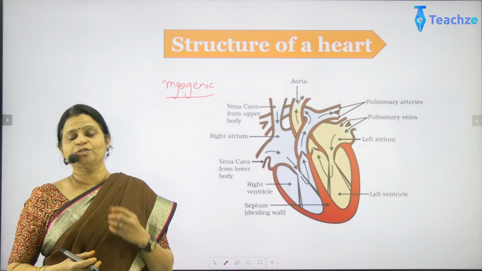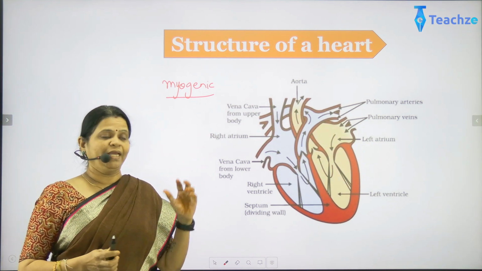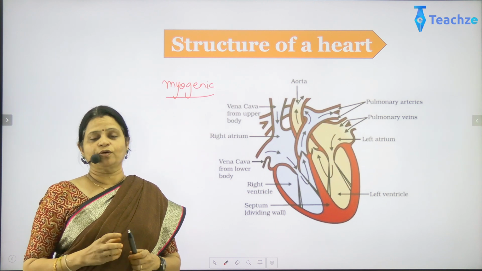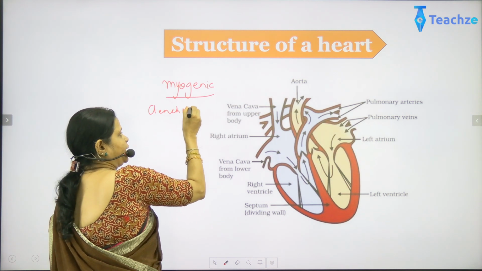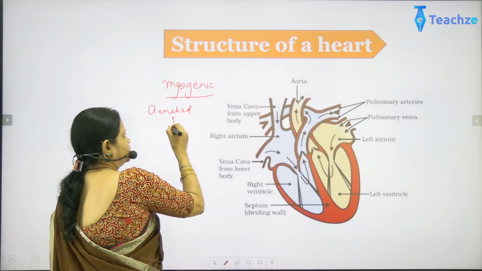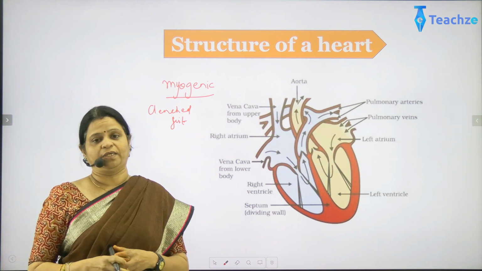Now what is the size of our heart? Every organism will have a different size. In humans, the size of a heart is that of a clenched fist. That means when you close your hand and see the fist, that will be the size of the heart.